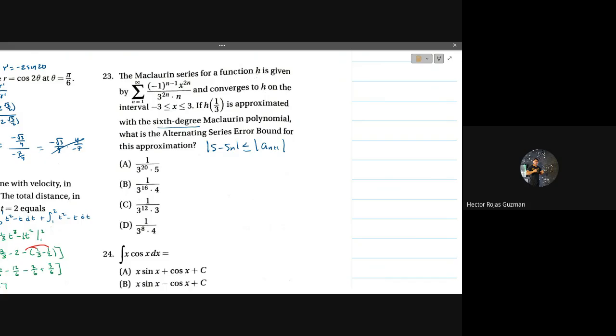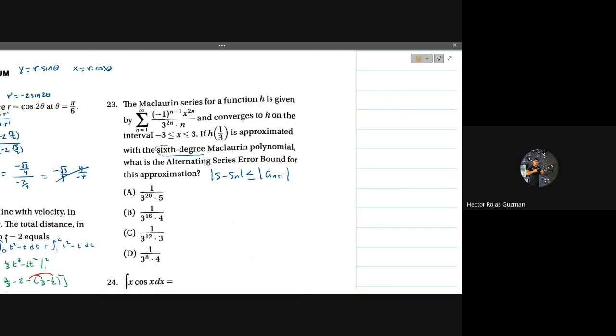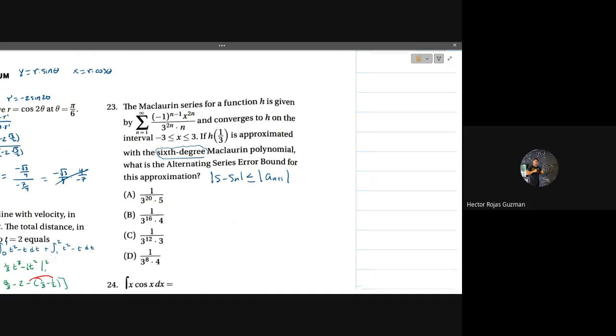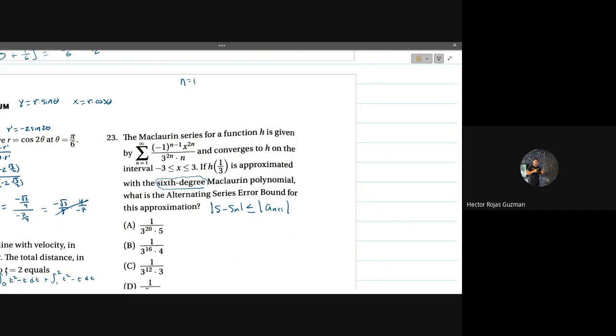So, I guess the first thing I need to figure out is how many terms it takes us to get to the 6th degree. Because once I know how many terms it takes us to get there, then I can take the next term to find the alternating series error bound. So let me just start getting some of these terms. When n is equal to 1, if I plug 1 into n in my series, I'm going to get -1 to the power of 0, x to the power of 2, over 3 squared times 1.